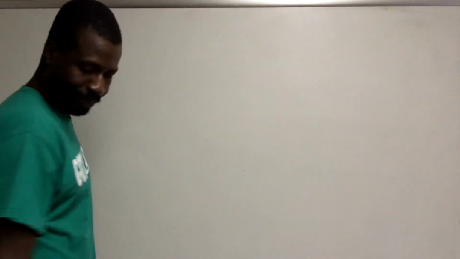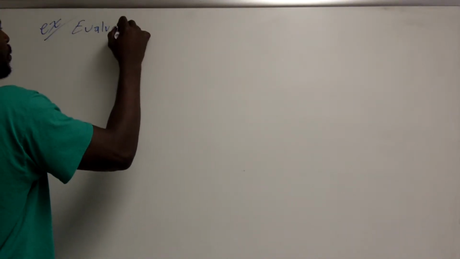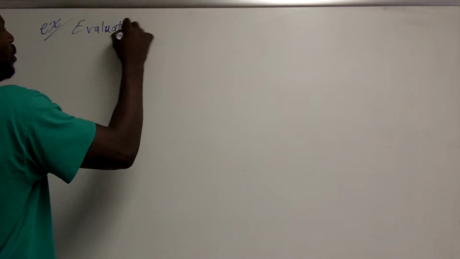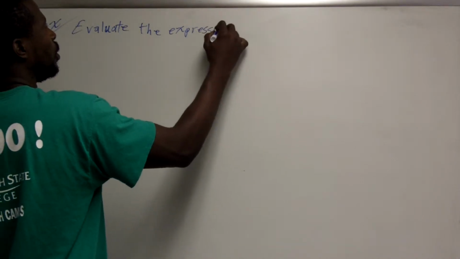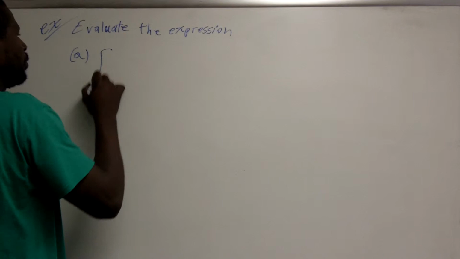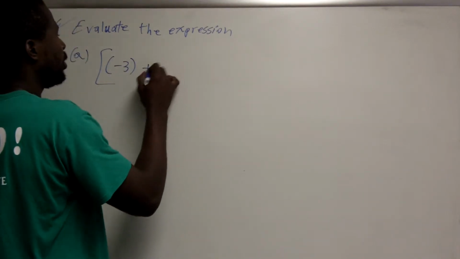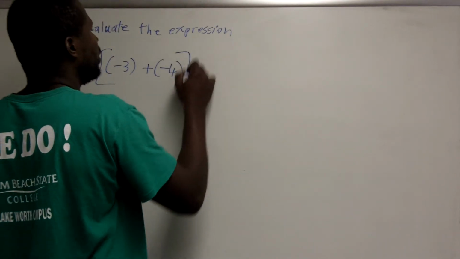All right. So let's start off by evaluating this expression. The expression that I want to evaluate is [-3 + -4] + 9.